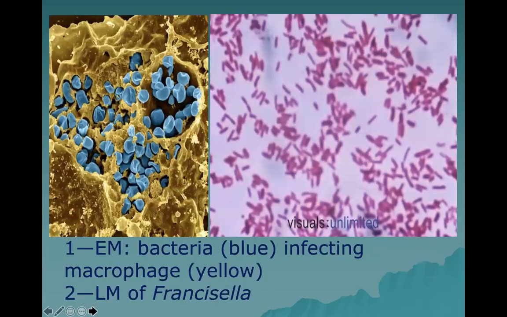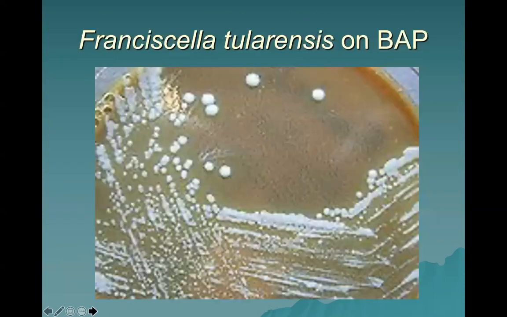So this figure shows the appearance of the Francisella infecting macrophage. So the bacteria appears here as blue and the macrophage is yellow under electron microscopy. And the second figure shows the Francisella appearance in gram staining using light microscope. This is the growth of Francisella tularensis on blood agar plate.